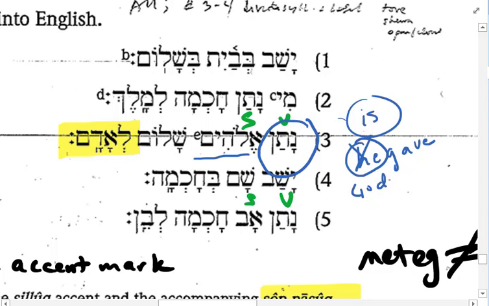All right, good. Nathan Av, right? There's the word Av after "gave." What does Av mean? Father. So this is going to be translated as "a father gave," right?